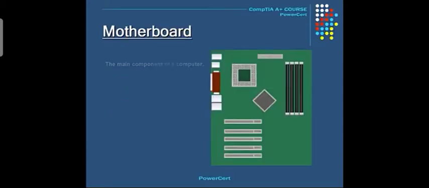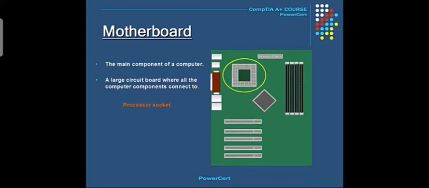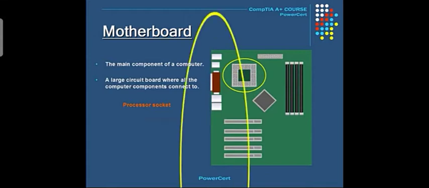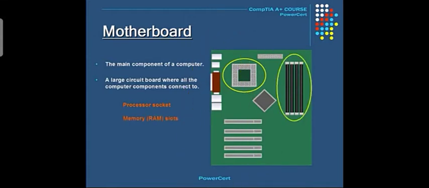The motherboard is the main component of a computer. It's basically a large circuit board where all the computer components connect to, such as the processor socket. The processor socket is where the CPU, or central processing unit, is placed. There's also the memory slots, and this is where the primary memory modules, known as RAM, are inserted.